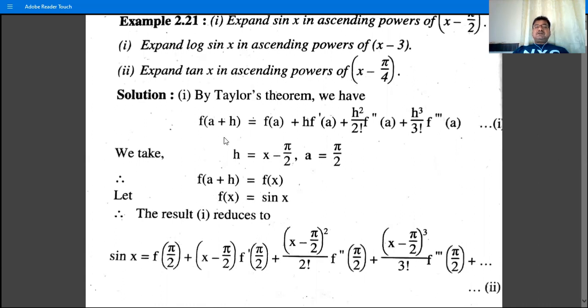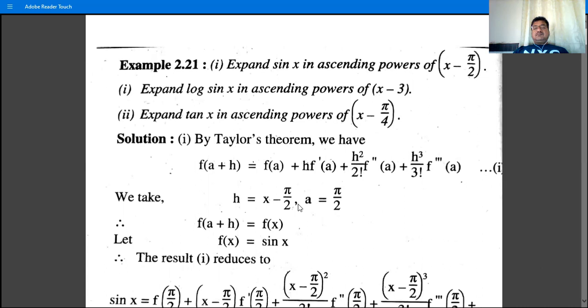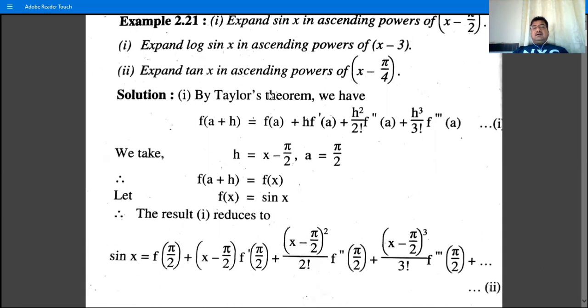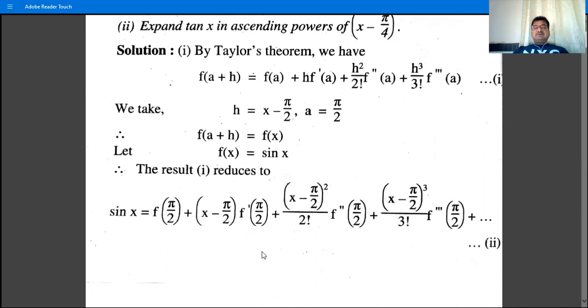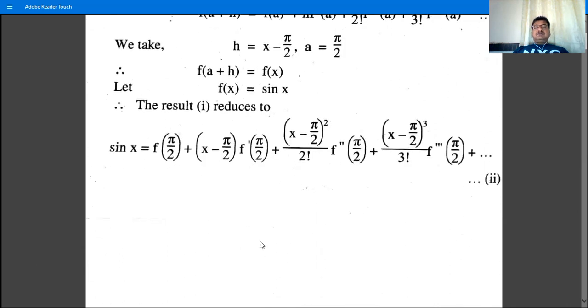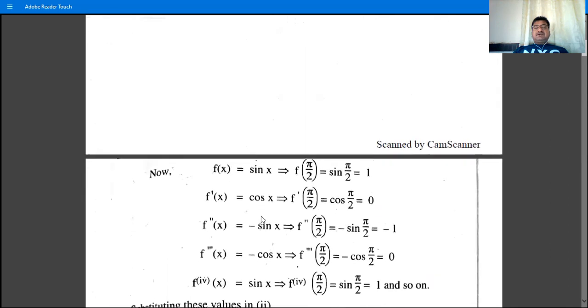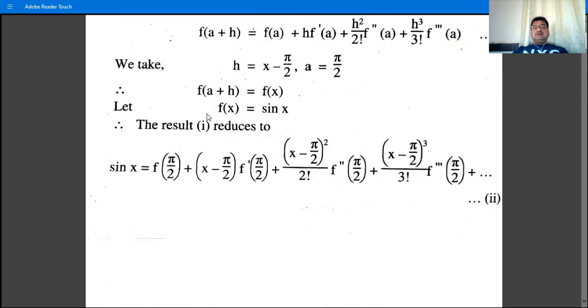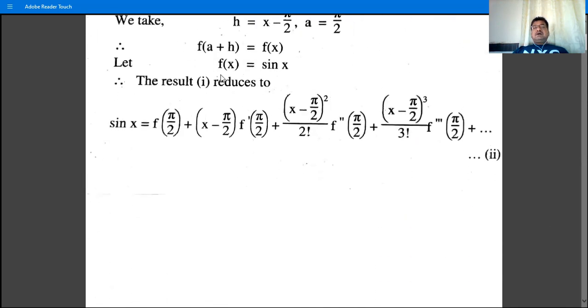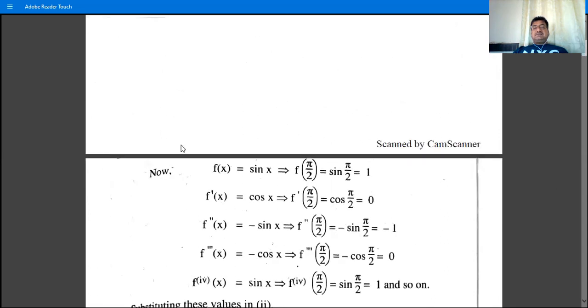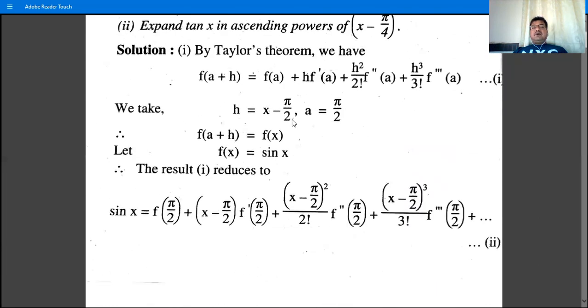F of a plus h means f of x. Take a plus h as x, and take f x as sin x. And then find f of a, f dash a, f double dash a. In order to find this, we find f dash x. This is the next step. After f x is equal to sin x, write this step. That f x is sin x, so f of pi by 2.